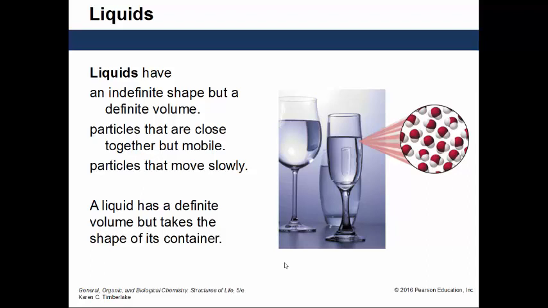The particles are close to each other, but they're able to move by one another, and these particles tend to move slowly. Let's say if you were to take a liter of water and pour that water into a 2-liter plastic bottle and pour that volume of water into a bathtub. The volume is still the same, but the shape will be very, very different. So again, it is the container that the liquid is in that will determine its shape.